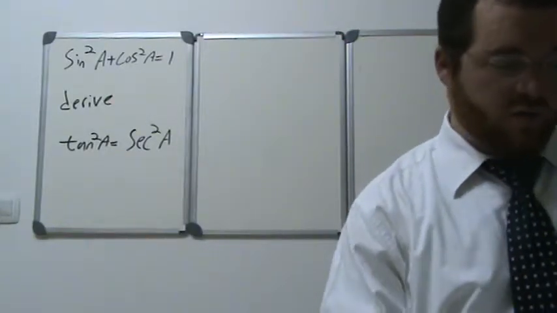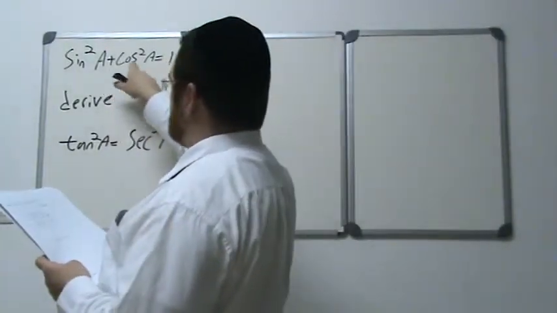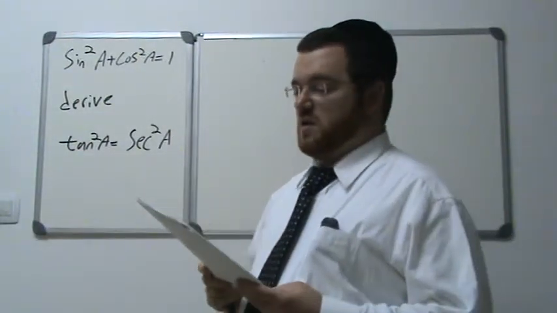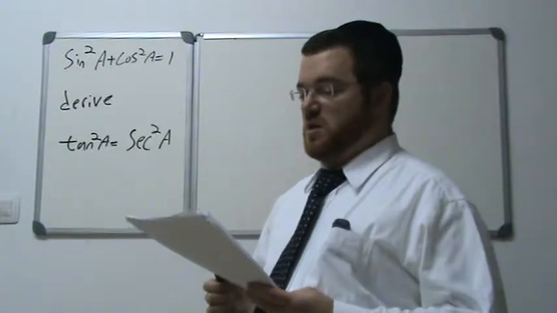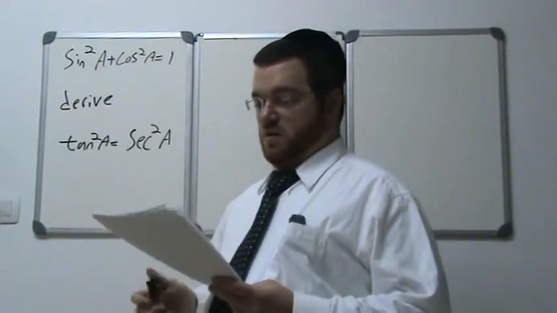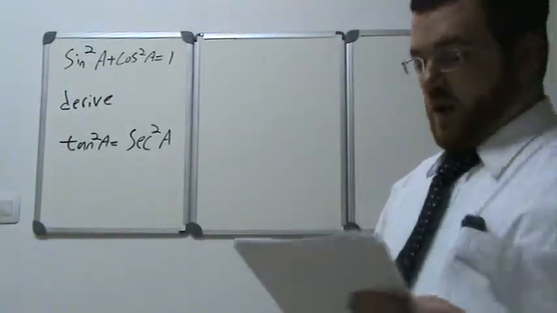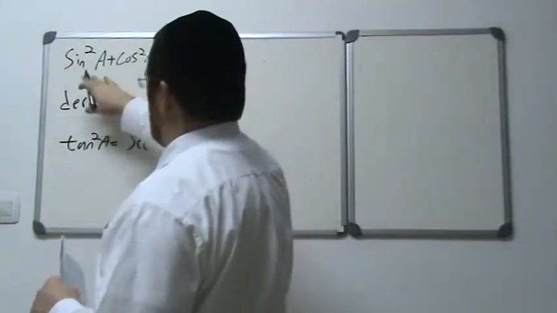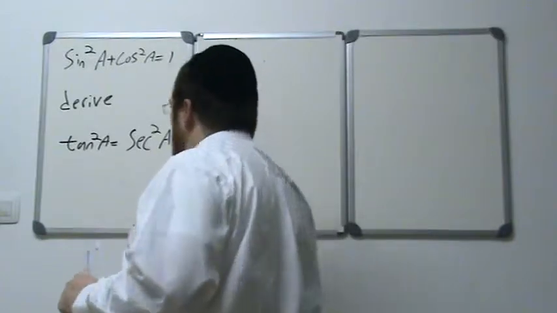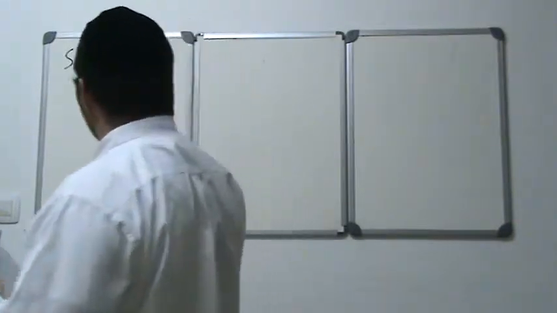Question 35. Starting with sine square of A plus cosine square of A is equal to 1, derive the formula tangent square of A plus 1 equals secant square of A. Well, the way to do this is, you have sine square of A plus cosine square of A is equal to 1. So we're going to erase what we want to derive, and we're going to work on this.